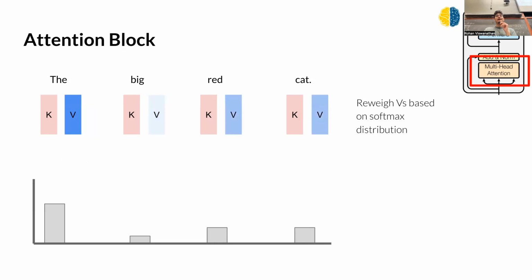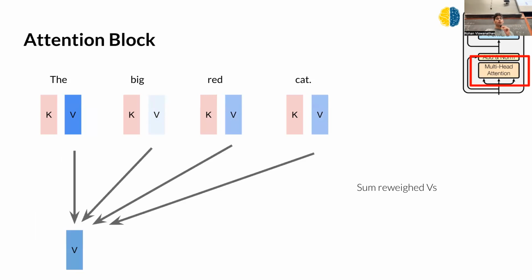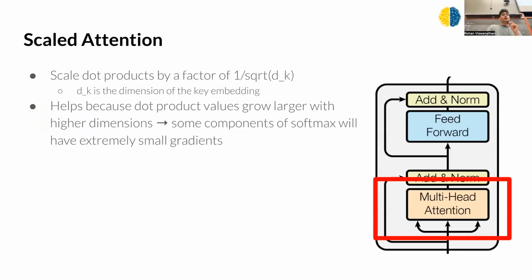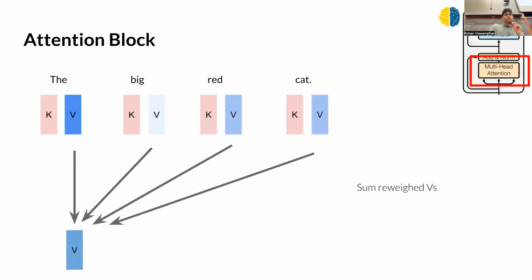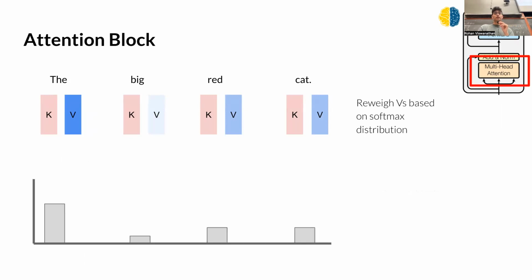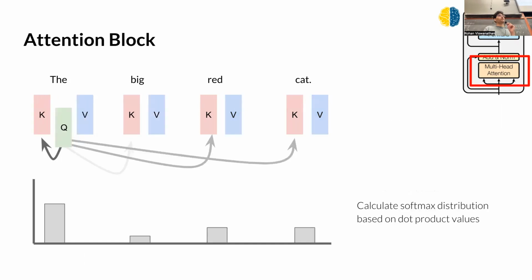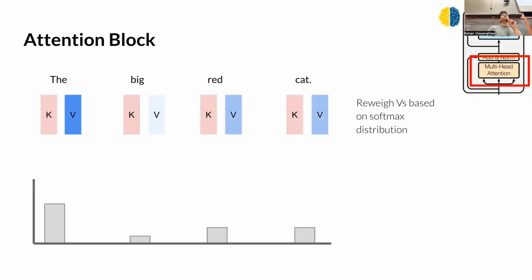Now I want to reweight every value based on that softmax distribution. So I'm updating my value score. We want to sum our reweighted values. And then we can scale these dot products. Does this make sense? This is one of the most important parts of attention. We want to take our query, find its similarity to all of our keys, and then reweight our values. And that's the interaction between our key, query, and value matrices, if that makes sense.